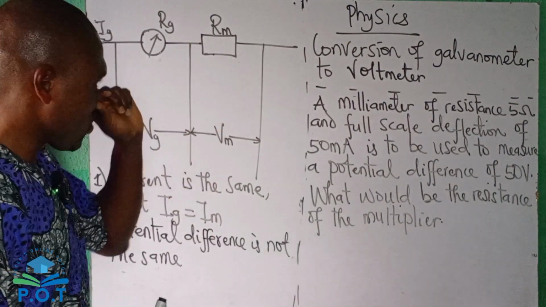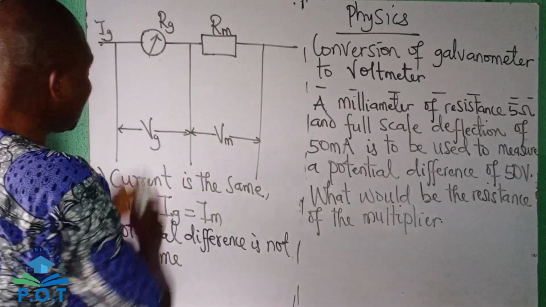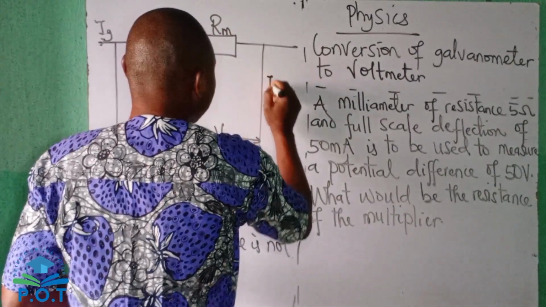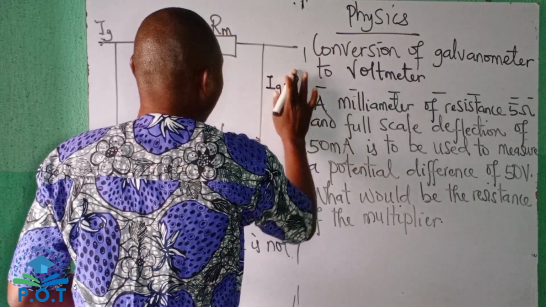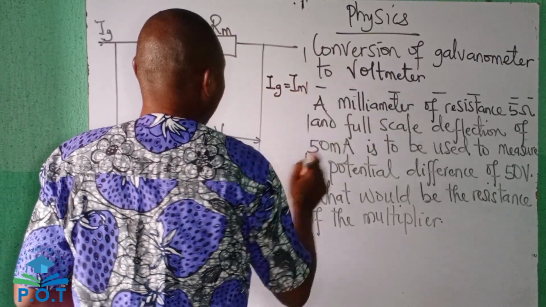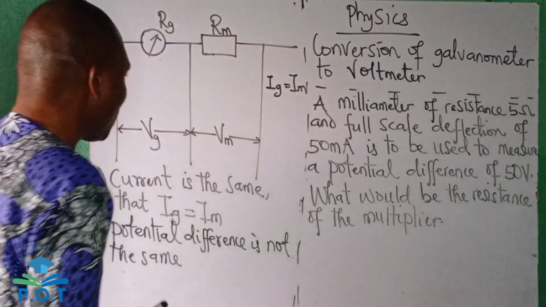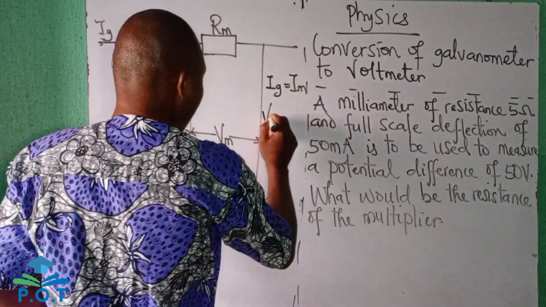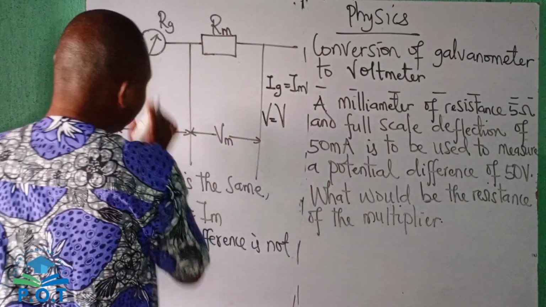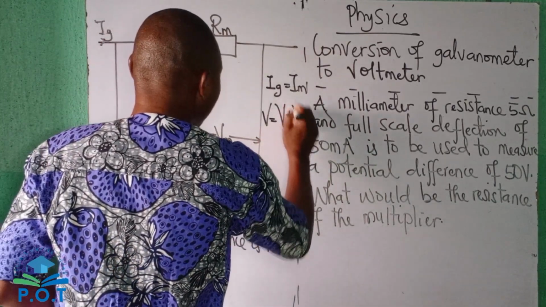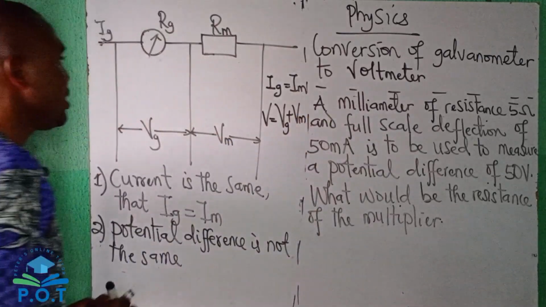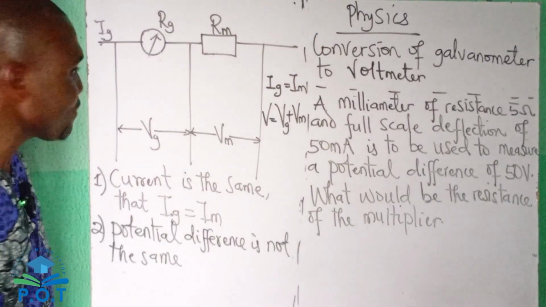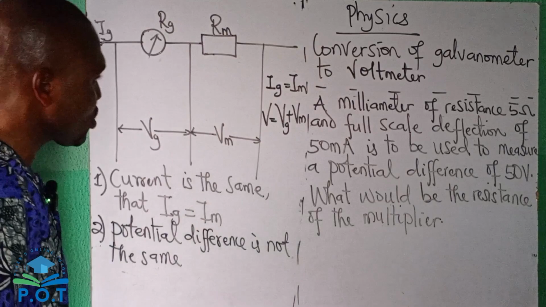If you look at this question, since they are in series, the first point here is Ig is equal to Im. And if Ig is equal to Im, it shows that the total potential difference, that's V, is equal to the potential difference across the galvanometer plus the potential difference across the multiplier. Let us take note of that. Now from here let's go on to solve this question.